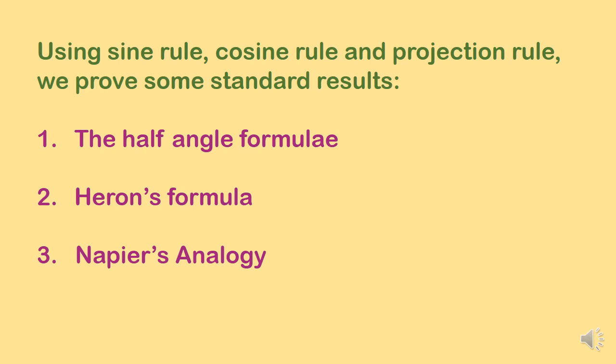Hello students, in the last lecture, we learnt about the sine rule, cosine rule and the projection rule. I had told you to read about the projection rule and ask me your doubts as well. Now here, we are going to use these rules and prove some standard results, namely, the half angle formulae, Heron's formula and Napier's analogy. These are going to be used in sums thereafter.